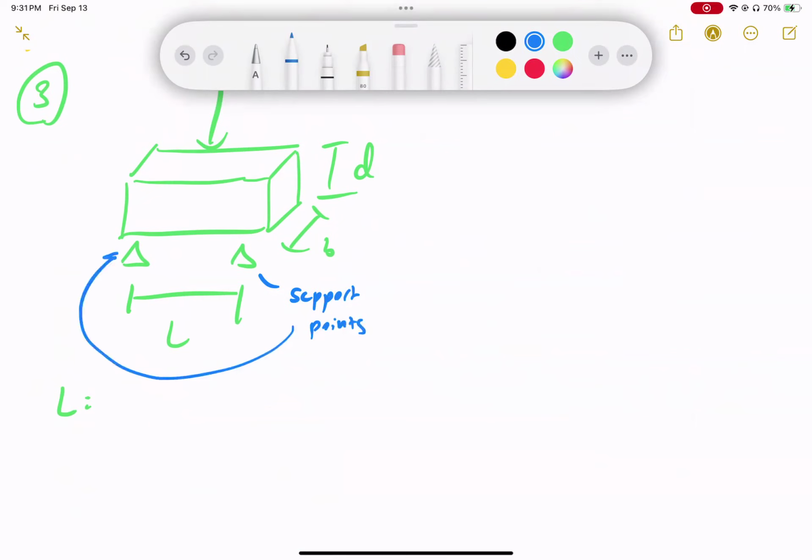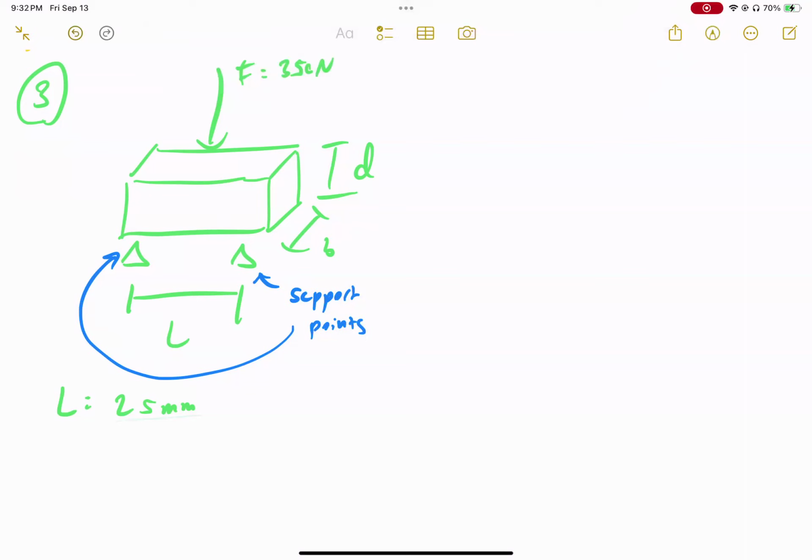And this one over here is going to be in, what was it? 25 millimeters. However, I want to get this in meters. And the reason why I want to get this in meters is because the flexural strength is going to be, so flexural strength is represented with sigma Fs. The units for that are in megapascals.